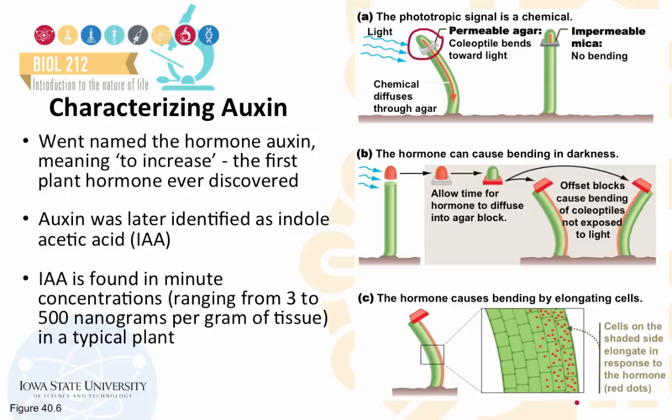Wendt named the hormone auxin, meaning to increase, since it triggered the increase or elongation in responding cells. Auxin was the first plant hormone ever discovered. The chemical structure for this hormone was later identified as being that of indole acetic acid, or IAA. IAA is found in minute concentrations ranging from 3 to 500 nanograms per gram of tissue in a typical plant.